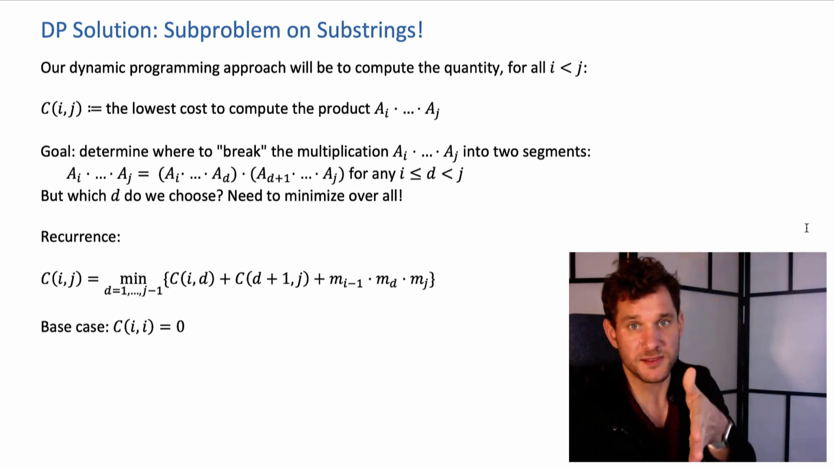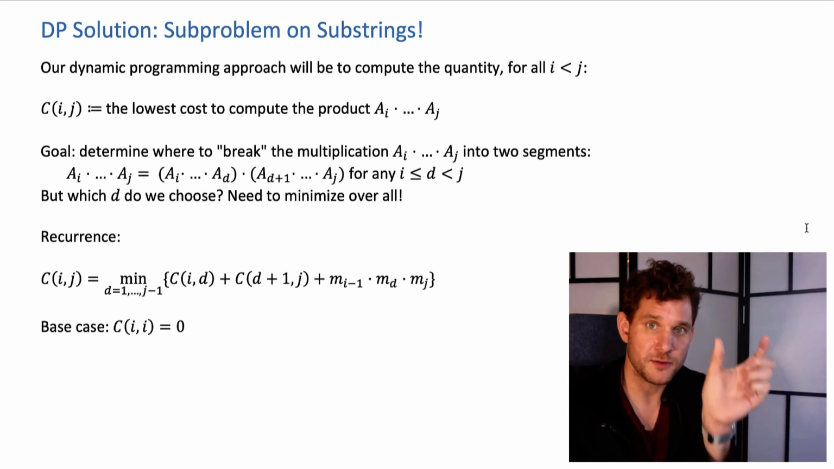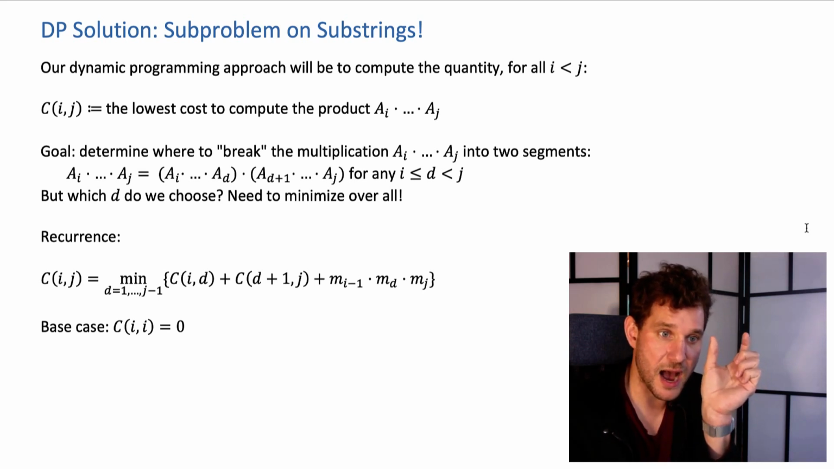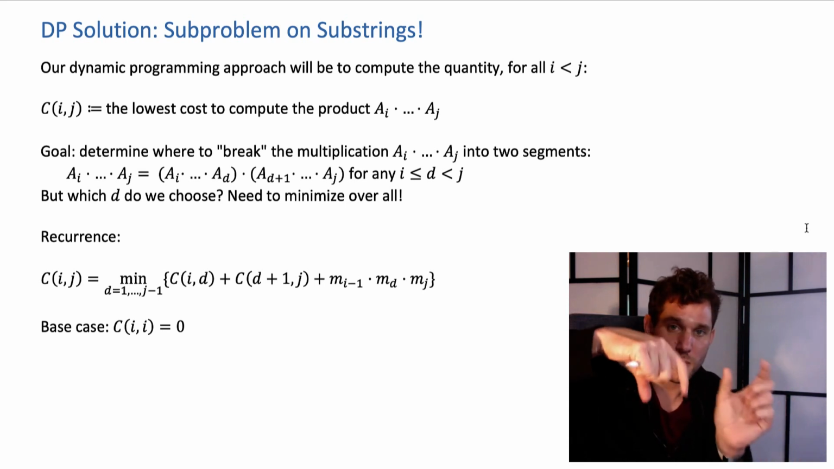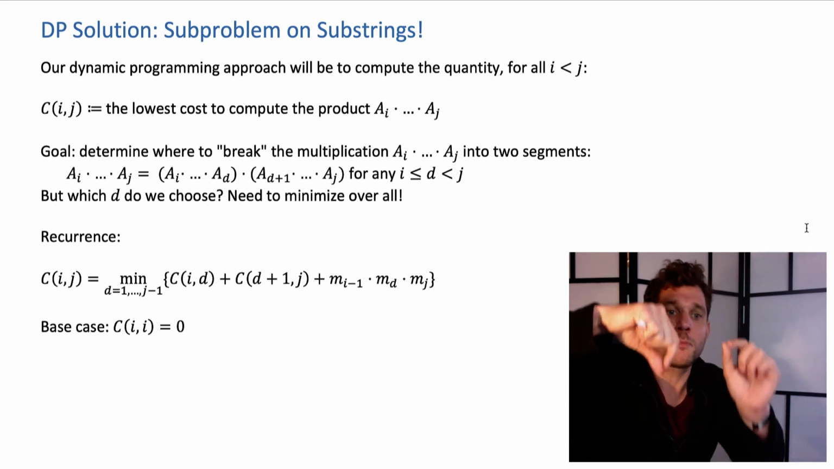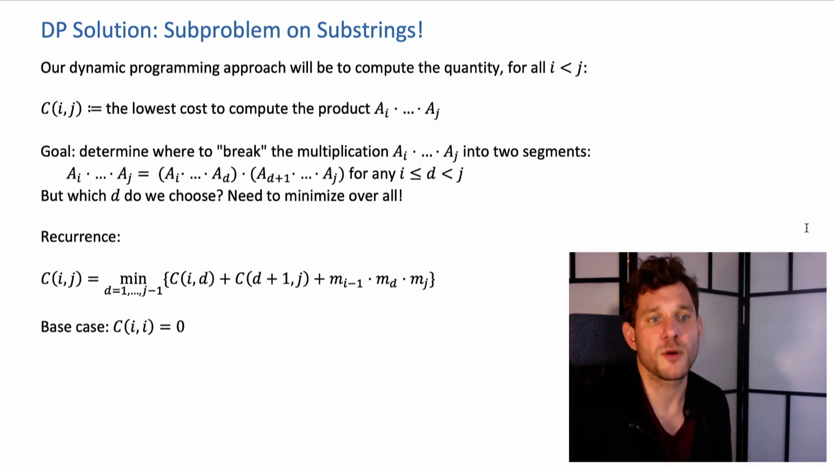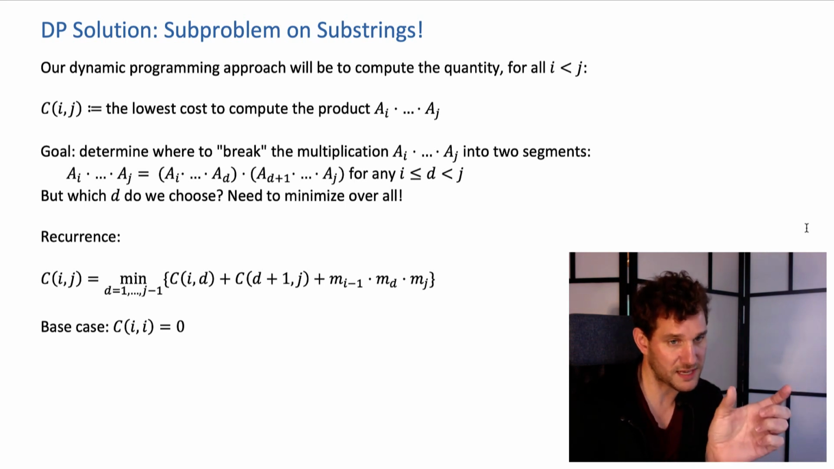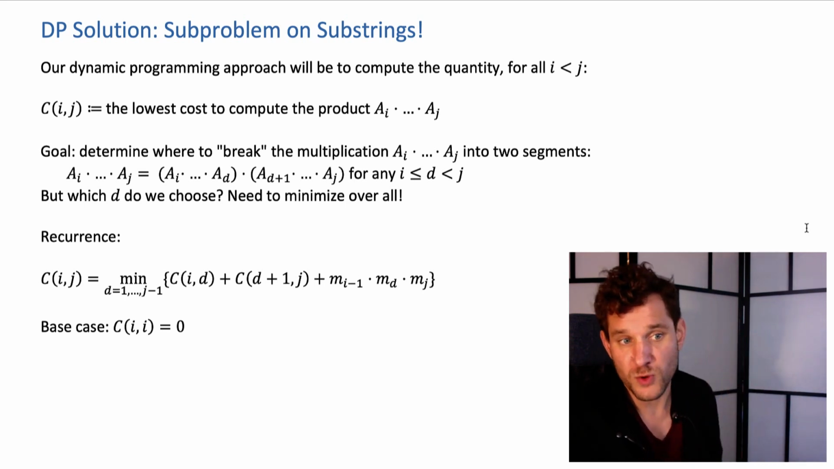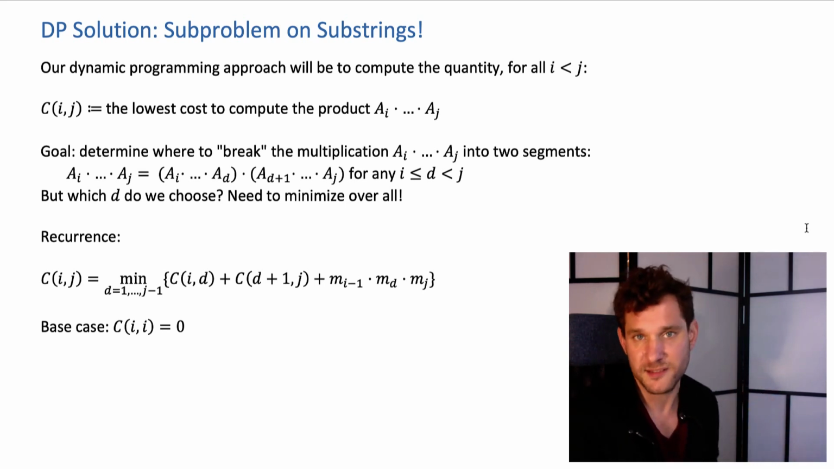We have to decide where we split the sequence up. To find the optimal way, we will recurse by finding the optimal way to multiply the first i to d matrices together, and then the d plus 1 to j matrices together, plus the cost of multiplying the 2 resulting matrices we got from these recursive calls, right? But the only question is, where do we make this split, d? We have to decide where we choose the dividing point between segment 1 and segment 2. And what we're going to do is consider all possible solutions. So we're going to minimize over d here. We're going to choose the best solution over d.